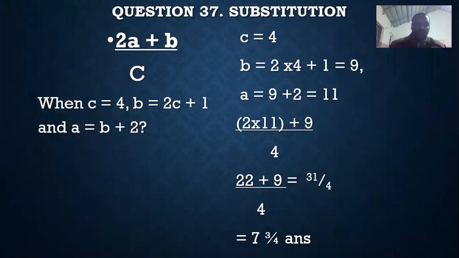substitution, where we are told 2a plus b over c. To work out that, we are given the value of c is 4, the value of b is 2c plus 1, and a equals to b plus 2. The first thing a candidate should do is to know the values of each of these letters first. We know c is 4, direct, but b, we are told, is 2c plus 1. So we get 2 times the value of c, which is 4, plus 1. We first multiply 2 times 4, which is 8, plus 1. So we now know b is 9. A is the value of b, which is 9, plus 2, which is 11.